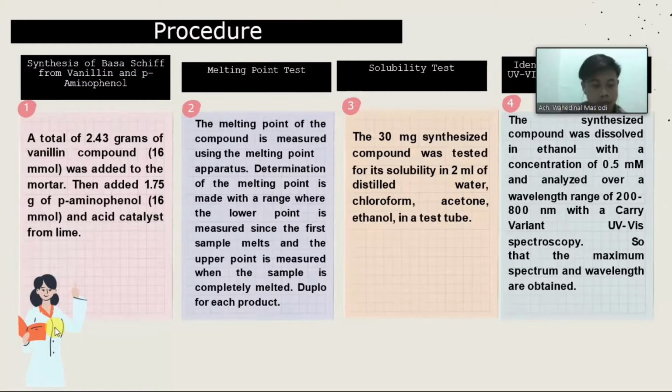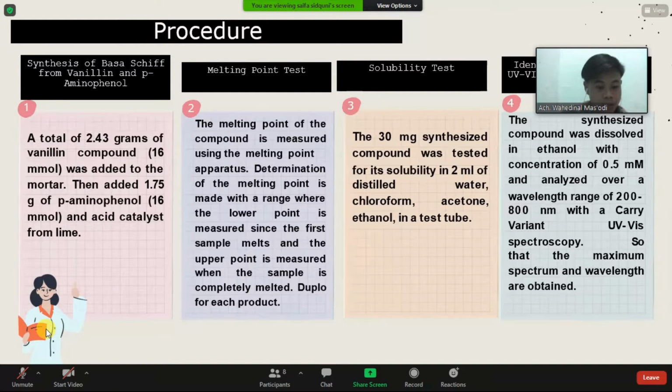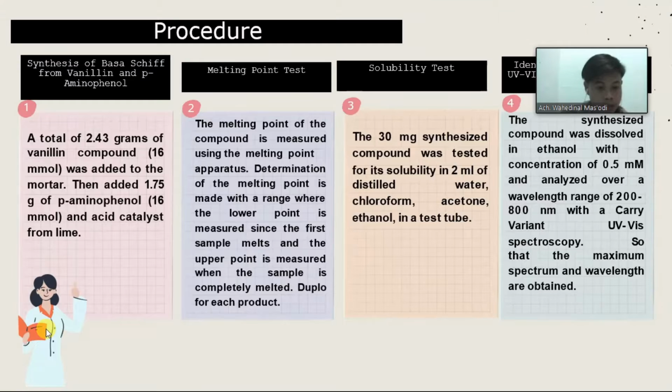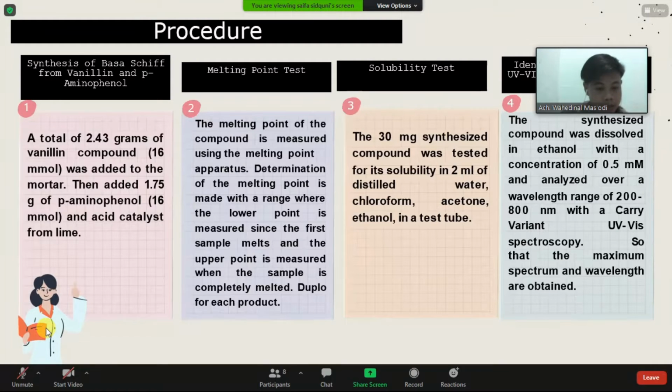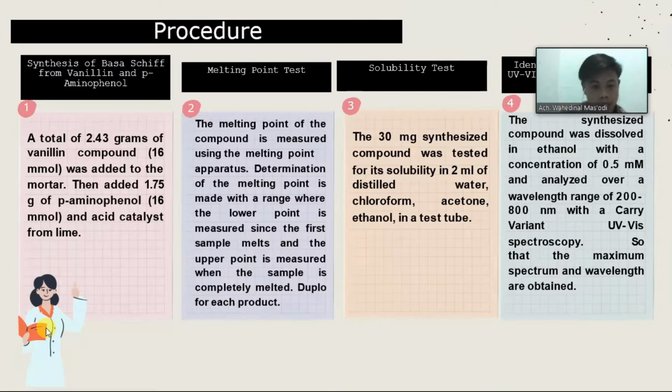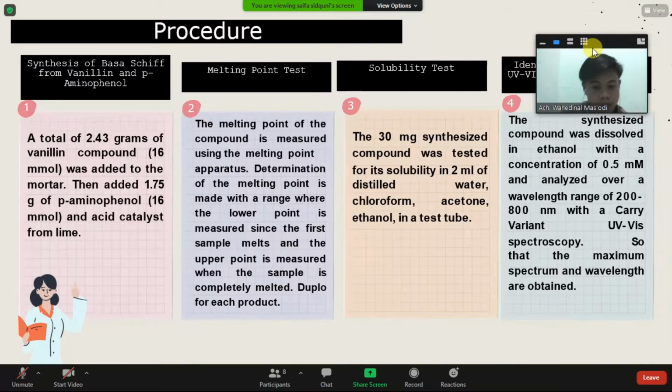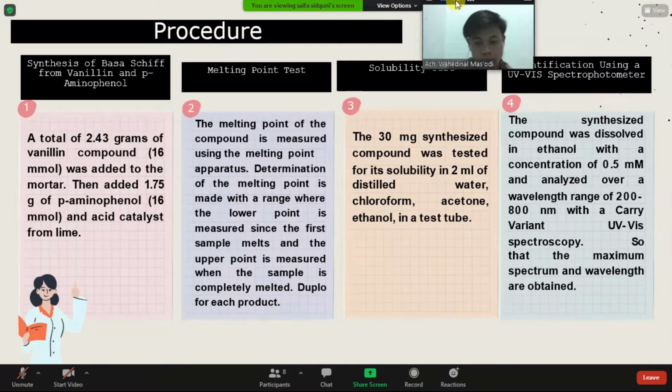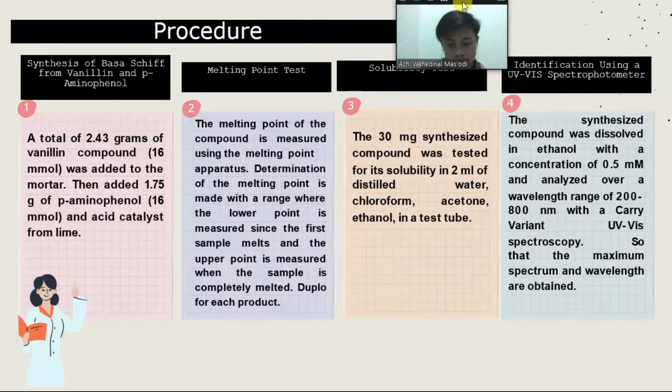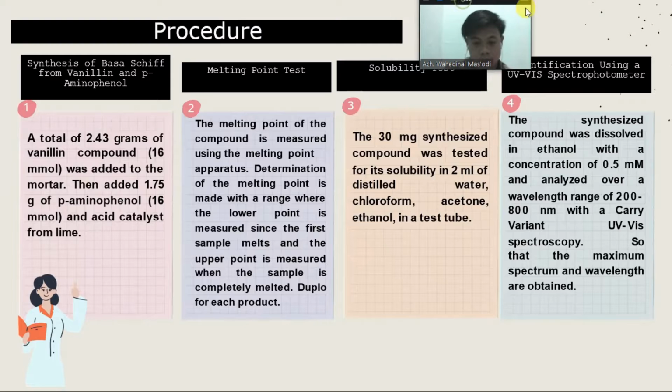Okay, the procedure. The first is synthesis of Schiff base from vanillin and p-aminophenol. A total of 2.43 gram of vanillin, 16 millimole, was added to the mortar, then add 1.75 gram of p-aminophenol, 16 millimole. Then the melting point test. The melting point of the compound is measured using the melting point apparatus. Solubility test: solubility in 2 milliliters of water, chloroform, acetone, and ethanol in a test tube.